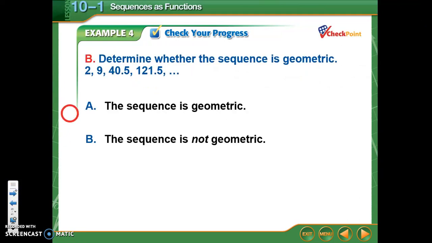All right, this one is not geometric. You should have found that your common ratios, when I do 9 divided by 2, I get 4.5, but the other ratios did not give you that same thing.